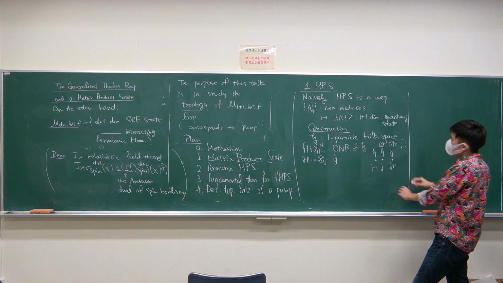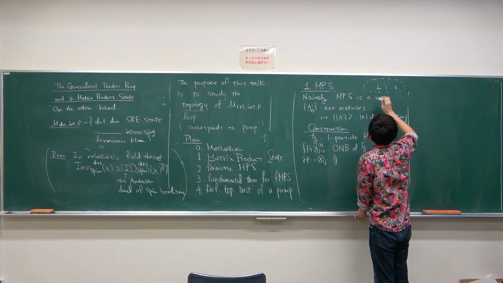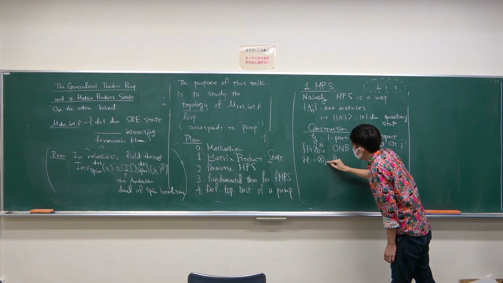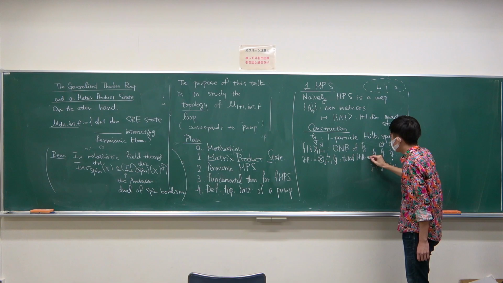And today I will consider the periodic system. The size is L, so here's 1, 2, up to L. Then L plus 1 is identified with site 1, so j runs from 1 to L. And this is the total Hilbert space. This is the setup.